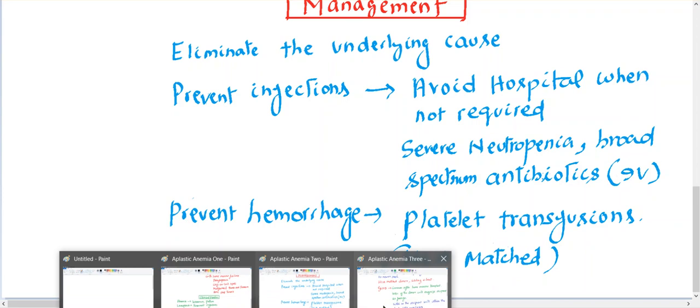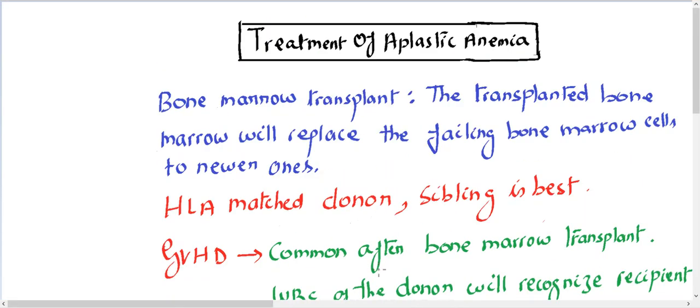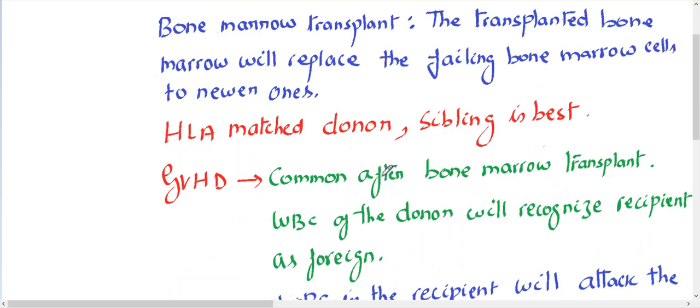Okay, now coming to the last slide guys, the treatment, very important, bone marrow transplant. What happens is the transplanted bone marrow will replace the failing marrow cells with new ones, because the bone marrow is failing and not developing the cells. So the transplanted bone marrow will form the newer ones. And it is very important to know that the donor should be HLA matched, and if they are siblings, they are the best. That's also important to know.